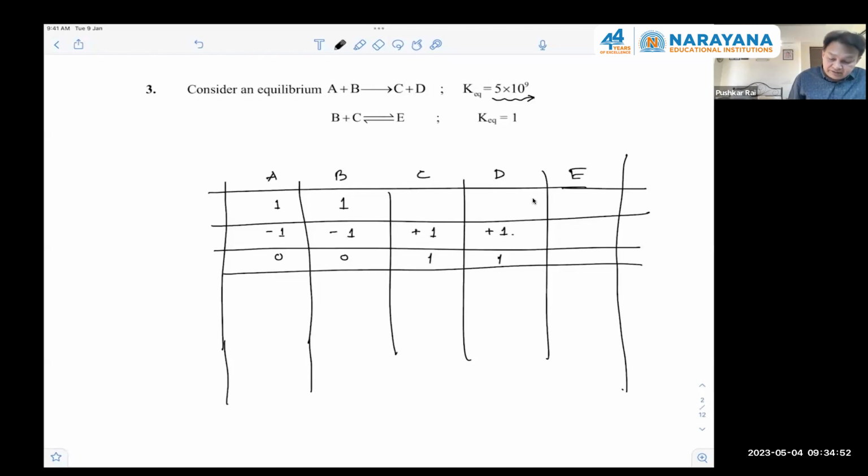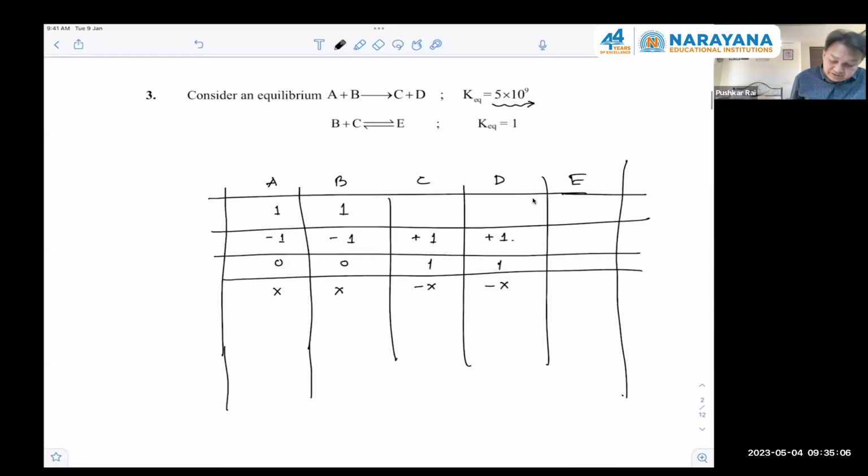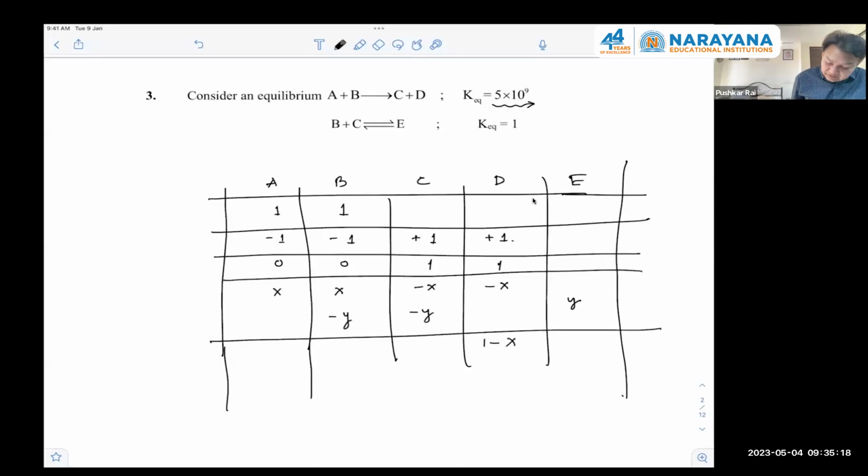From here now, I will take this equation backward. Let us assume that x of C has gone, x of D has gone, and A and B has been formed. Now in the next equilibrium, B and C is reacting. So B will react and become x minus y, C will become x minus y, and E will become y. So I put this as 1 minus x, x minus y, y, x minus y, and x.